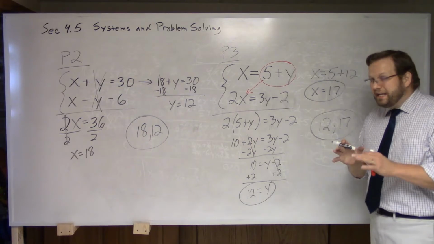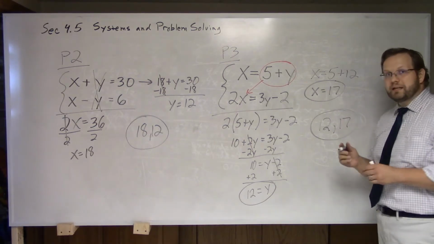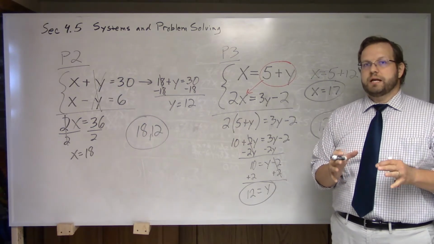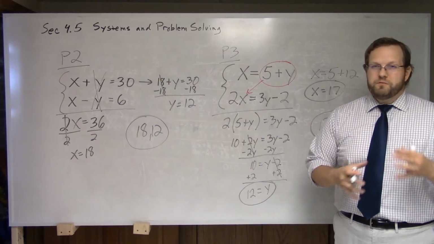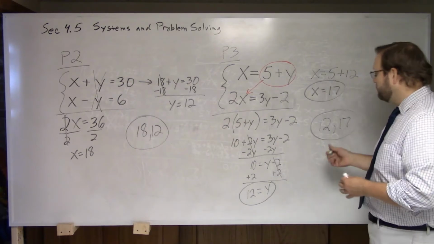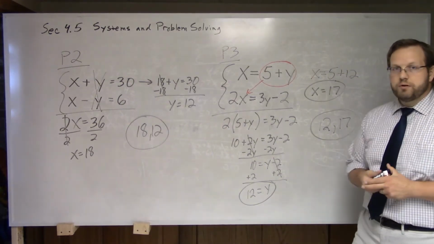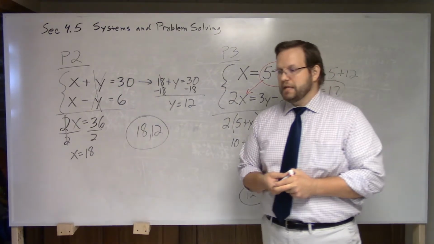Here we go. Again, notice I put the x value second. That doesn't really matter in this case because we're not looking for an ordered pair. We're looking for just 2 numbers. Okay, but if you are worried about getting out of the habit, then write it 17 comma 12. There's no problem with that at all. Okay? Let's look at another one.